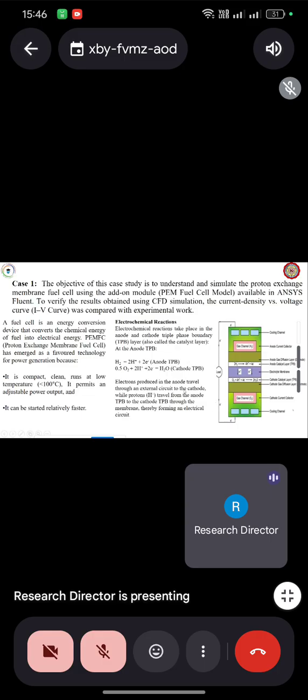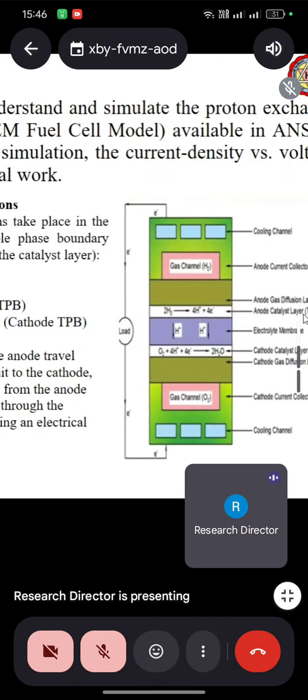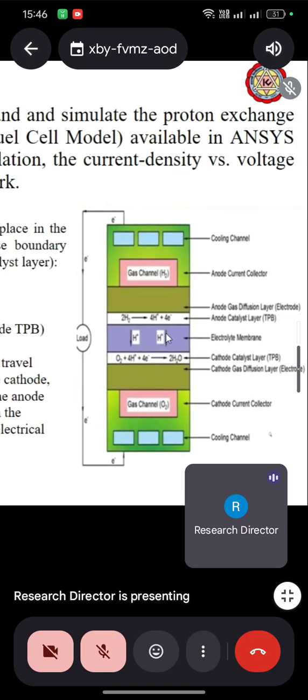Okay, so from this diagram we can see this is the gas chamber, and this is a cooling chamber. Here is also the anode, similarly the anode gas diffusion layer, that is called GDL. Further, the anode catalyst layer, and the electrolyte membrane, which is in between. Similar things are going on in the anode section, so we have to apply it in the cathode section also, like the cathode catalyst layer, the cathode gas diffusion layer, then the cathode current collector and cooling channel. So we have to model like this.